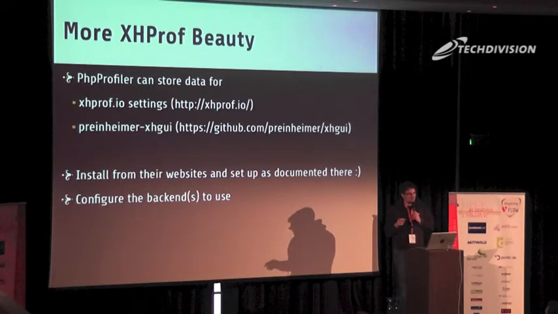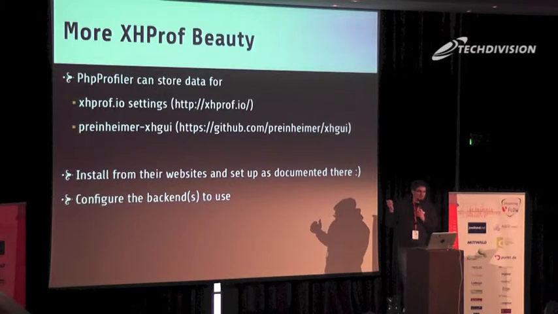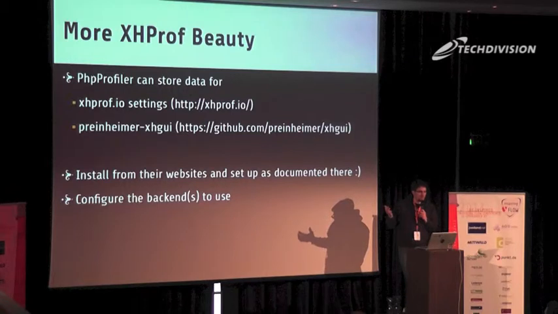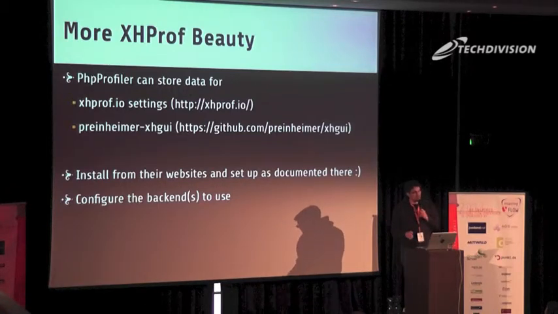There are two that PHP Profiler has been given support for, and one is XHProf IO, which stores the data in a MySQL database. Which doesn't necessarily make it faster than just writing a profiling array to disk, but it gives you better filtering options, for example. And then there is another iteration on the original XHProf UI that stores data in MongoDB, which also has some nice benefits.